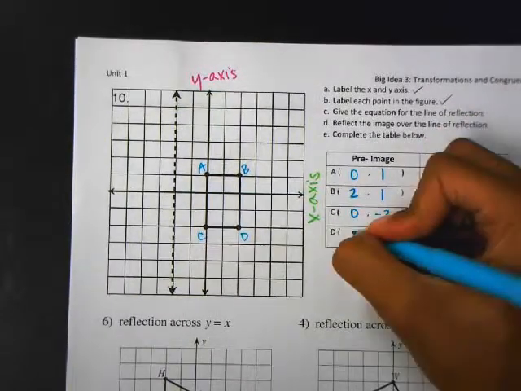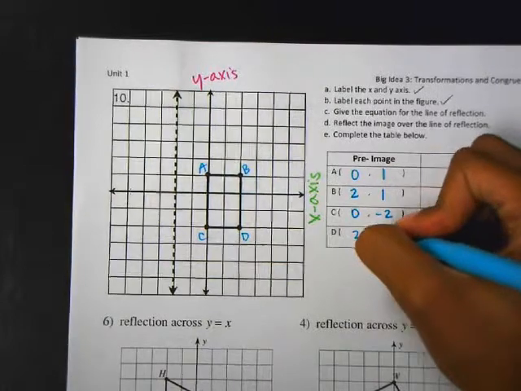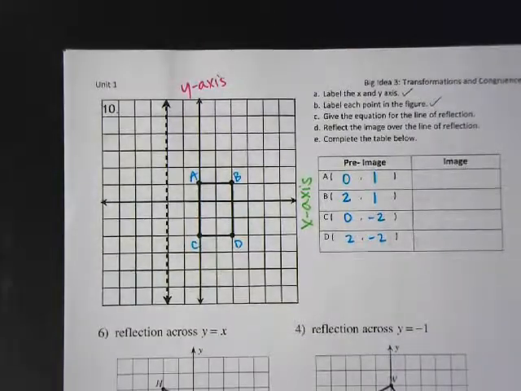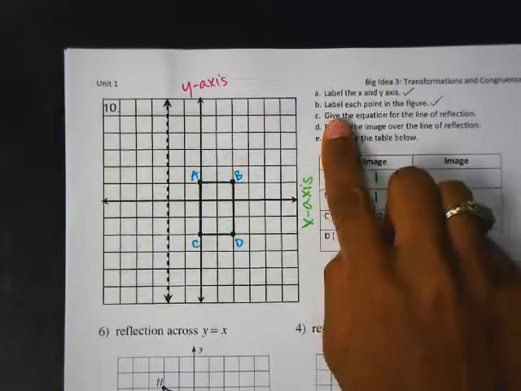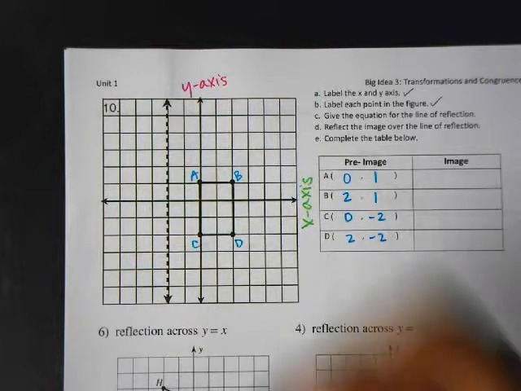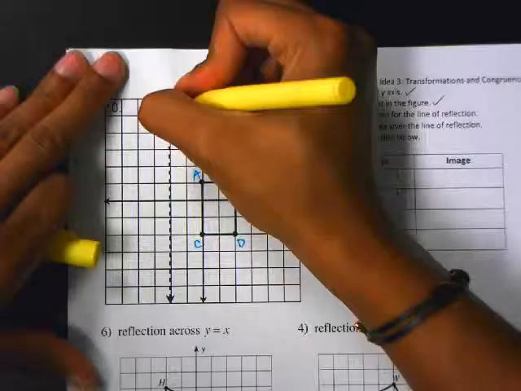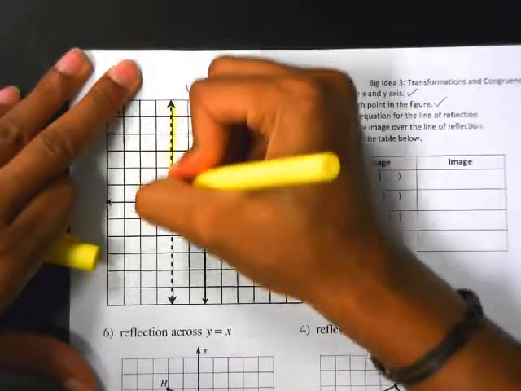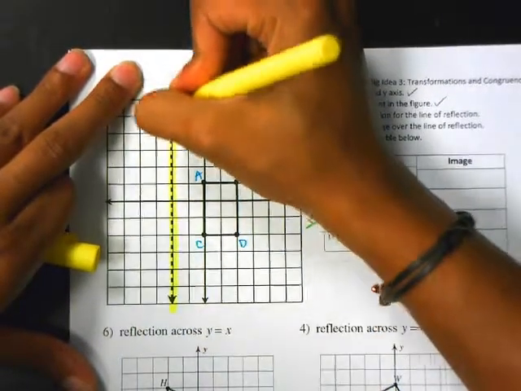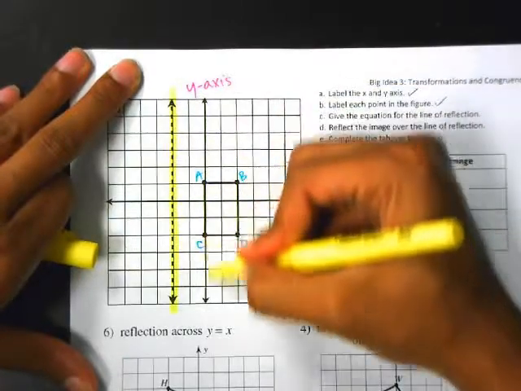Alright? Now, letter C says to give an equation for the line of reflection. So I'm going to go ahead and highlight the line of reflection. Now, notice this time we have a vertical line of reflection. We have a vertical line of reflection. Here was our y-axis, here was our x-axis, and here is our line of reflection. Now, what is the equation for that line of reflection?